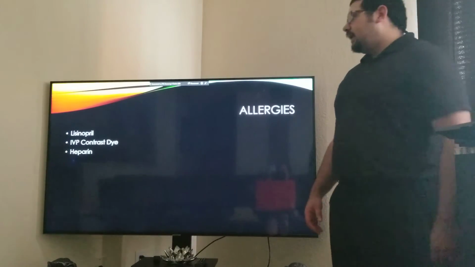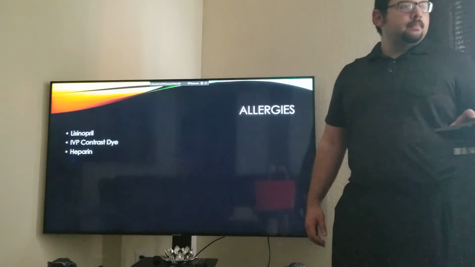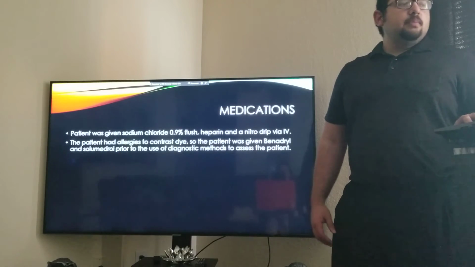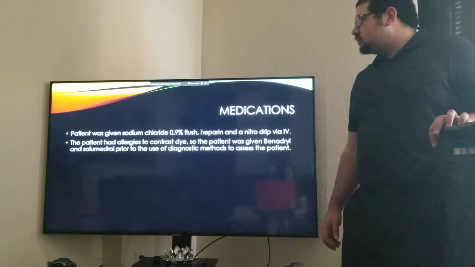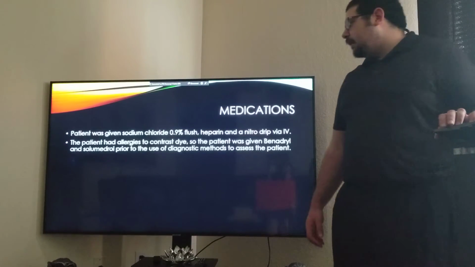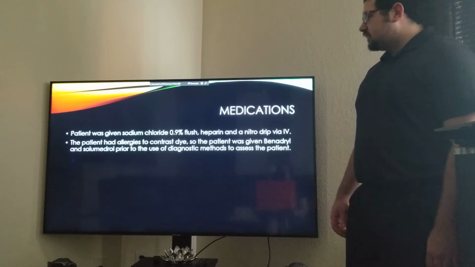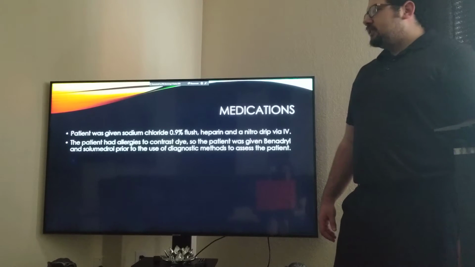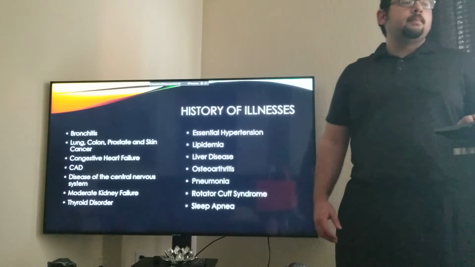The patient did have a few allergies, and the allergies were lisinopril, IVP contrast, and heparin. The medications given to the patient upon arrival were sodium chloride 0.9% flush, heparin, and a nitro drip via IV. Since the patient did have allergies to contrast dye, the patient was given Benadryl and Salmeterol prior to the use of diagnostic methods to assess the patient appropriately.